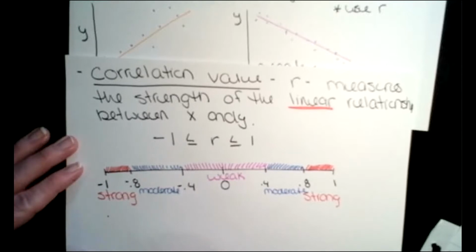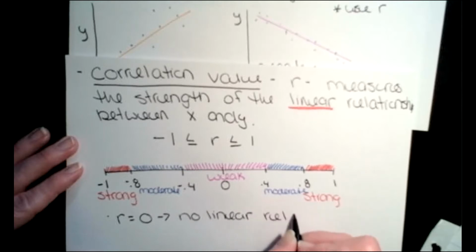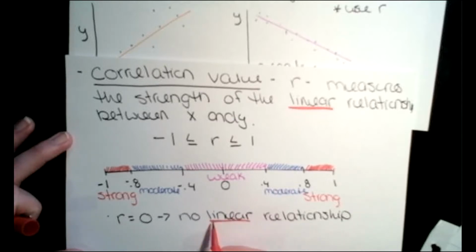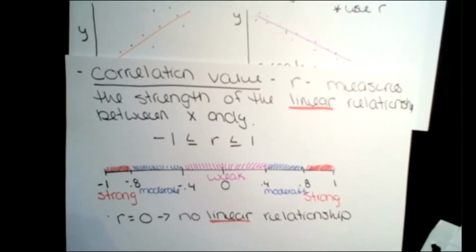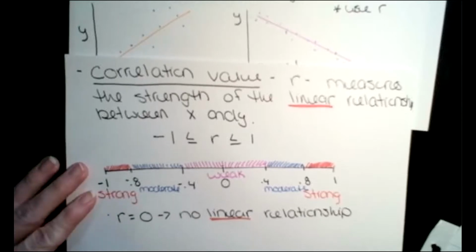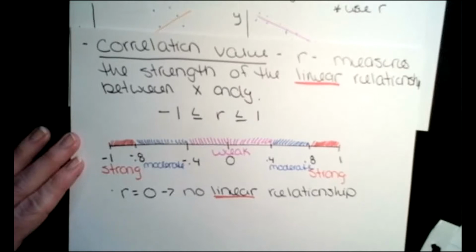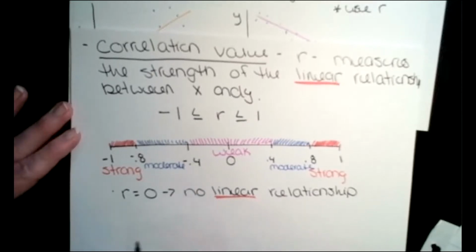So if I have R equal to 0, this just means that there is no linear relationship. It doesn't mean that there's not a relationship at all. It just means there's no linear relationship, okay? So there could be a curved relationship. It could look like a parabola, right? And that could be a relationship. It just wouldn't be linear, it wouldn't be a straight line. That's all we're looking at.